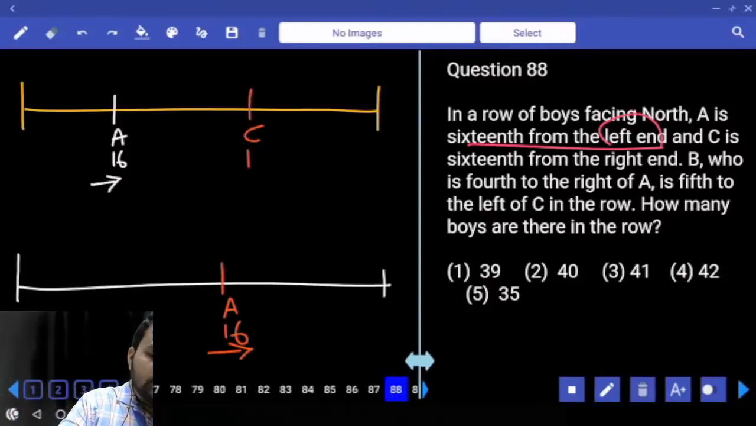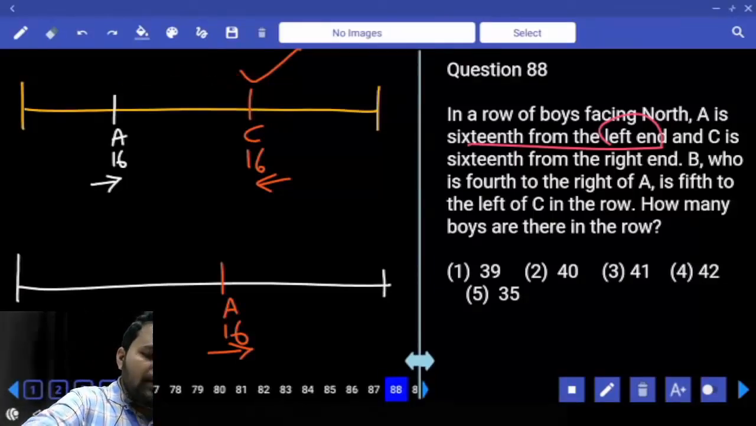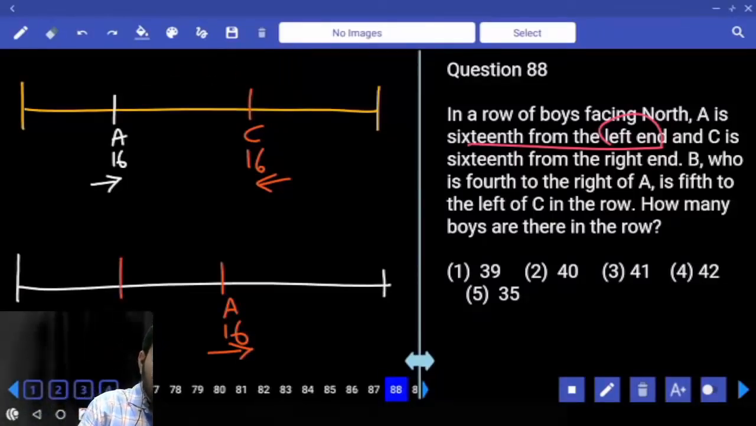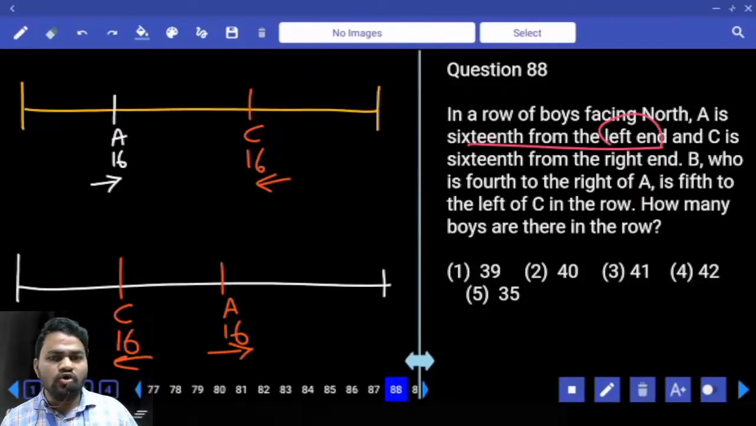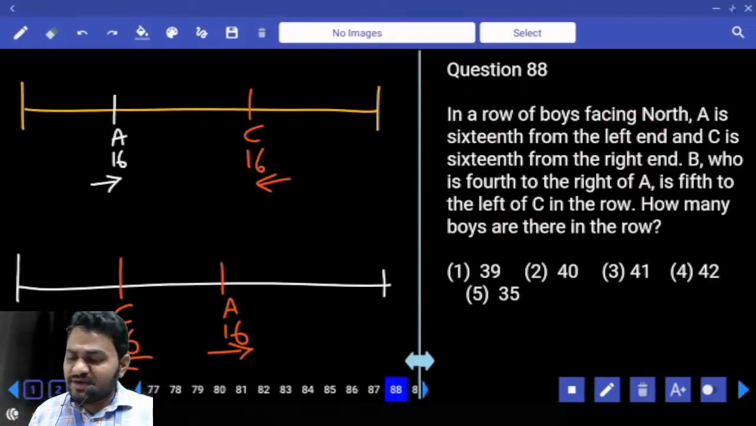A is 16th from left end and it is clear that C is 16th from right end. Maybe C is here, so C is 16th from right end. If I take C here, it is purely my assumption. Yes, C is on the right of A. Maybe C can be on the left of A as well, 16th from right end. We have two possibilities so far.